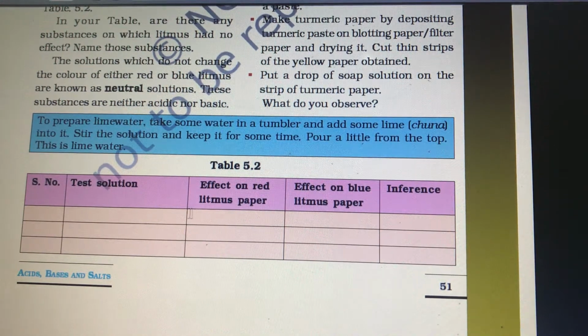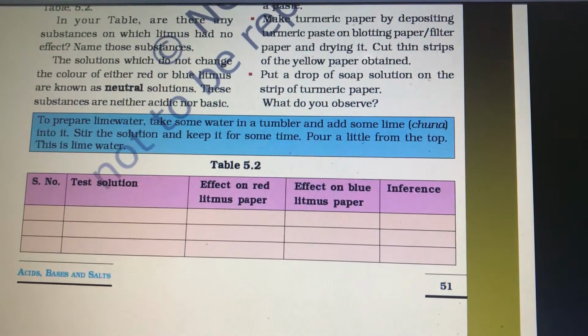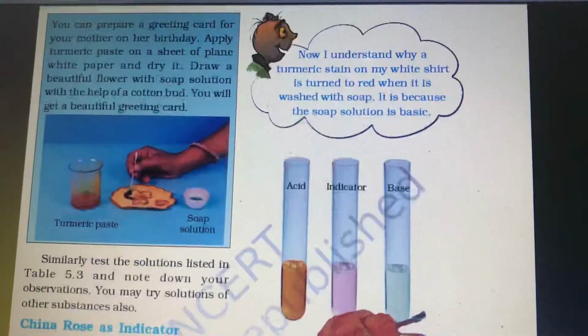Now we have a test solution, like if we put lime water and add it from the top. What will be the effect on red and blue litmus paper? If it is lime water, then red litmus will change into blue and blue litmus paper will not change the color, because the solution is already a base, because lime water is a base.